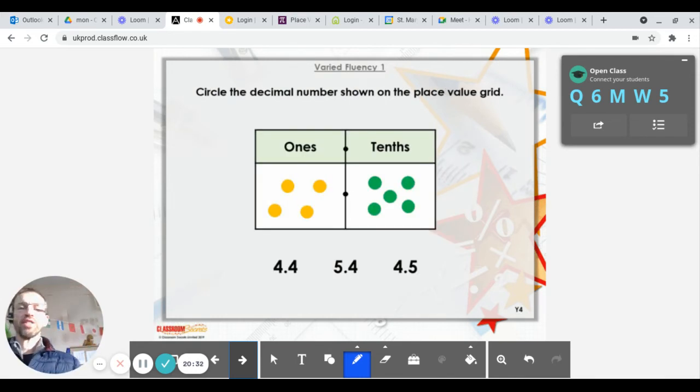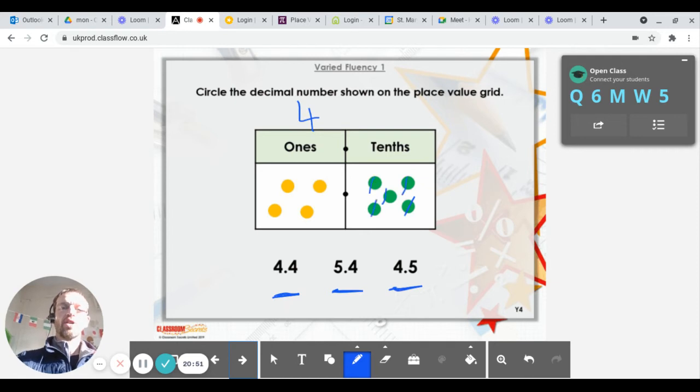Circle the decimal number shown on the place value grid. You've got three answers here. You need to choose which one is going to be correct. You've got to circle it. We looked at these place value grids. In the ones column, I can count the yellow dots. We've got 1, 2, 3, 4. And in the tenths column, I've got 1, 2, 3, 4, 5. So it's going to be 4 and a 5. Place value, remember, always has a decimal point in between the ones and the tenths, so that's 4.5. There we go. Should be 4.5.